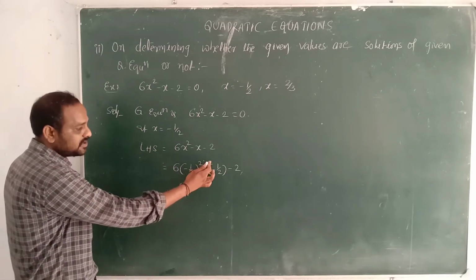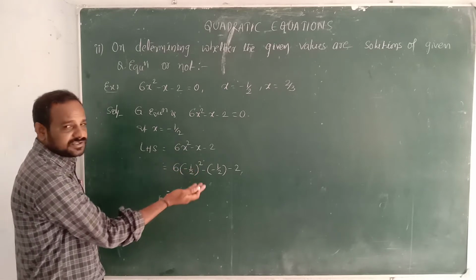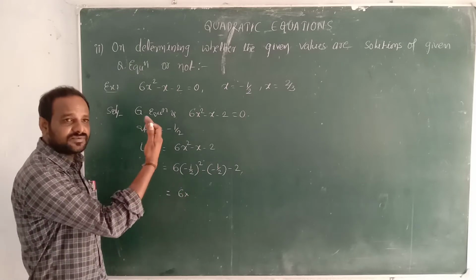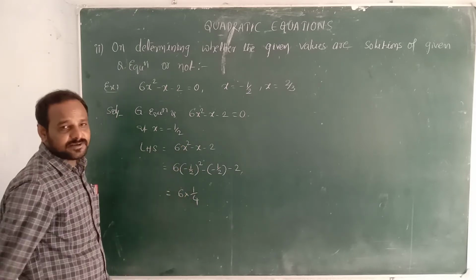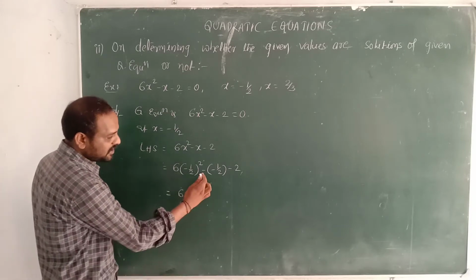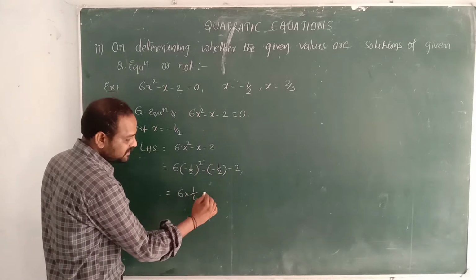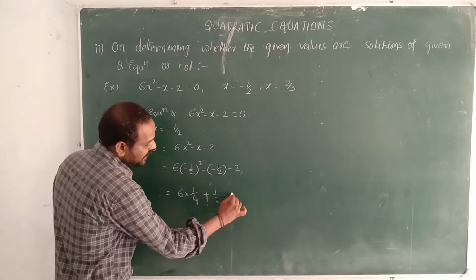Minus 1 by 2 whole square becomes positive. What does it become? (1 by 2) whole square is 1 by 4. So here, (minus 1 by 2) whole square also we will get 1 by 4, a positive value since the power is an even number. So now here, minus of minus 1 by 2, how much will you get? Minus of minus becomes plus 1 by 2 minus 2.